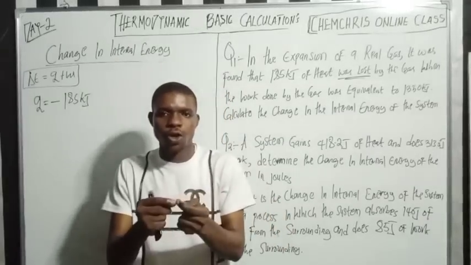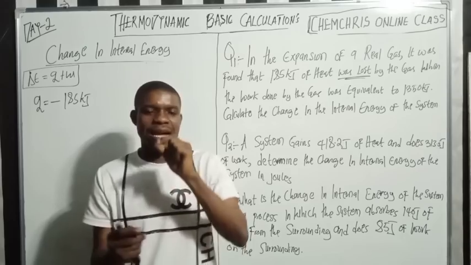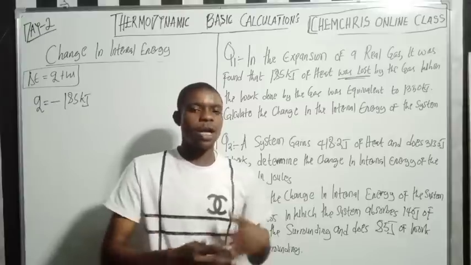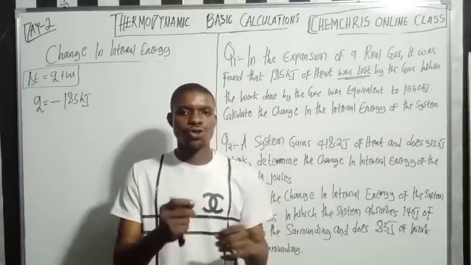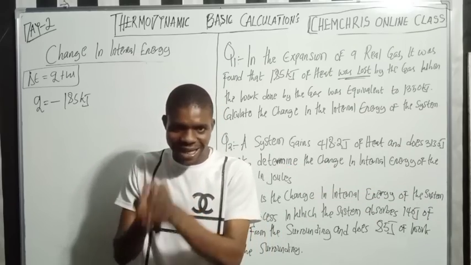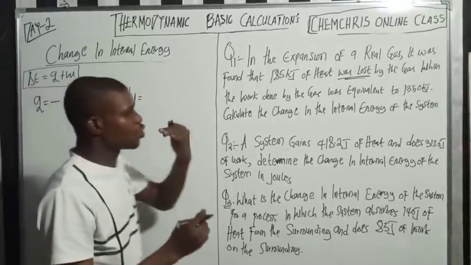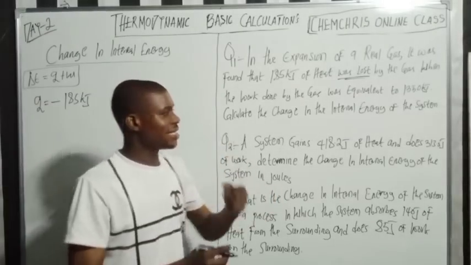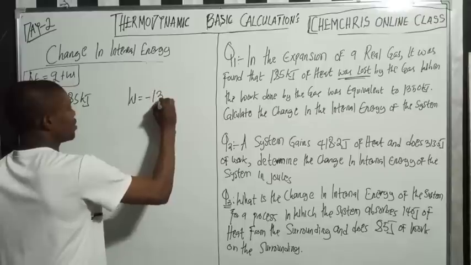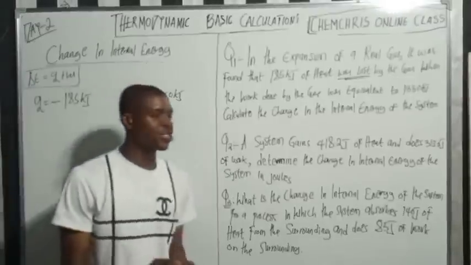But here they say by the gas. When work is done by the gas, we have work done on the system or on the gas, and work done by the gas. When work is done by the system, the system can be the gas. When you talk about the system, you are talking about the gas. So work done by the gas is called expansion, and expansion is negative. So here W is equal to, because work is done by the gas, which is expansion, minus 1350 kilojoules. Let's now calculate the change in internal energy.